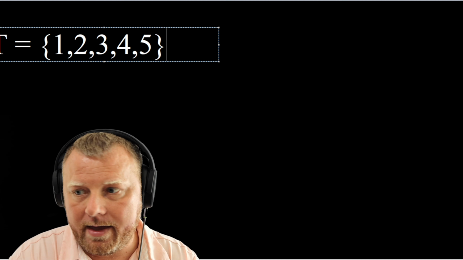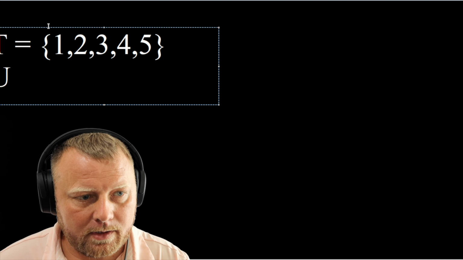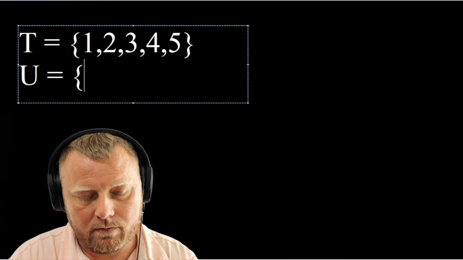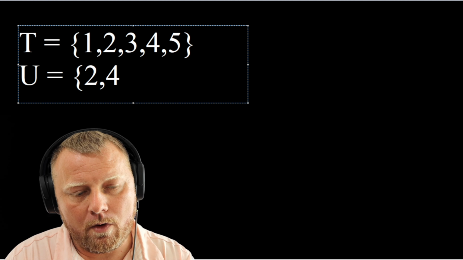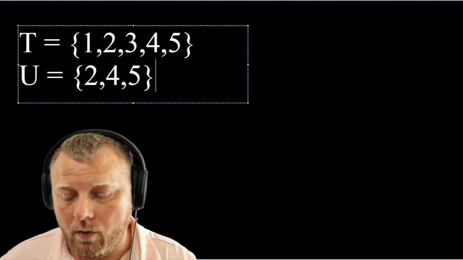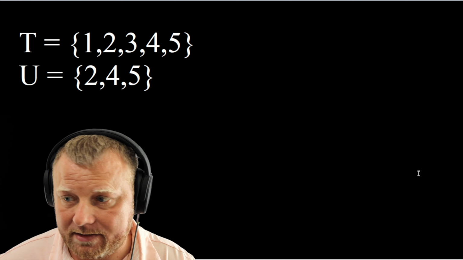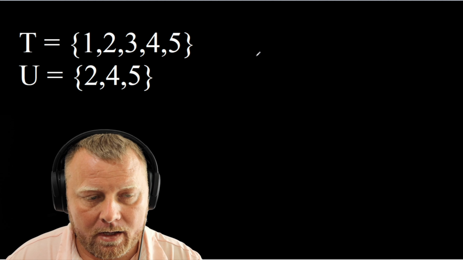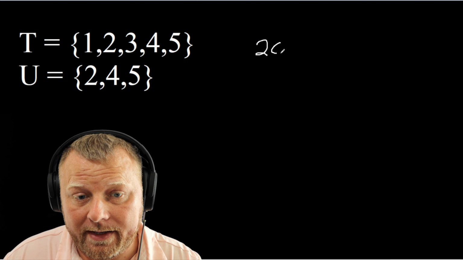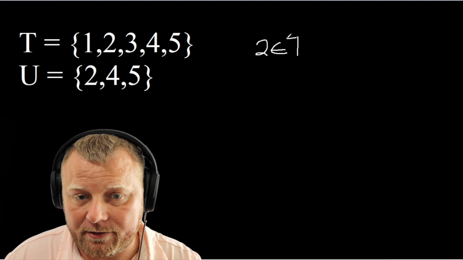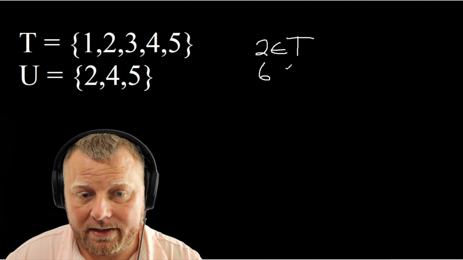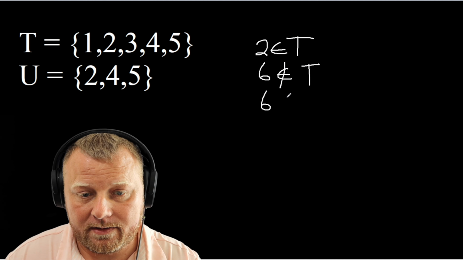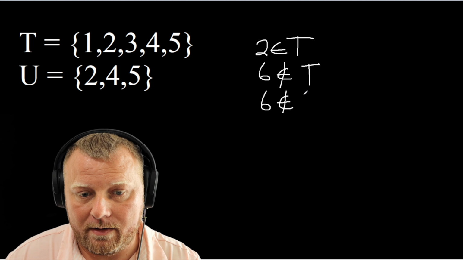And we'll say U is equal to 2, 4, and 5. Well, we can ask questions about these sets and answer them. We can say 2 is an element of T. That's a true statement. We could say 6 is not an element of T. We can also say 6 is not an element of U.